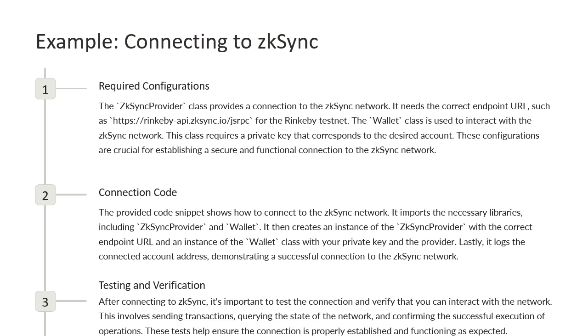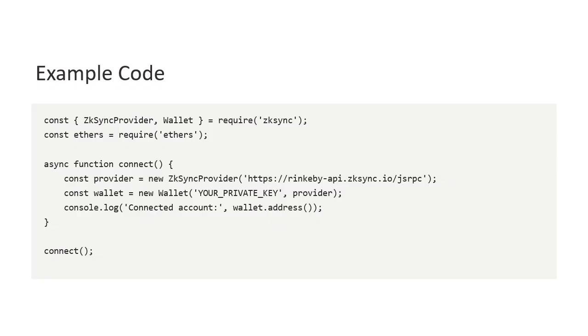And last will be the testing and verification of the code. So this is the code we will be using, which I am talking about. It sets up a provider for the Rinkeby test network and creates a wallet using a private key. Don't forget to plug in your actual private key instead of 'your private key', and it logs the Ethereum address of the connected wallet. This is a foundational step for integrating with zkSync, allowing you to perform various operations like deposits, withdrawals, and transactions within the zkSync ecosystem.